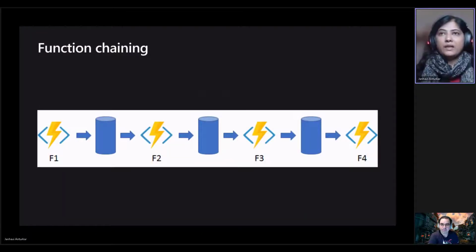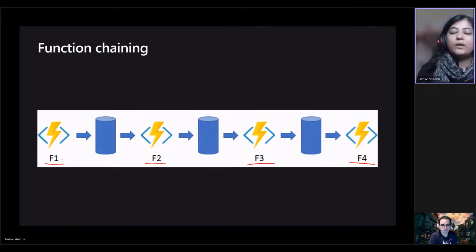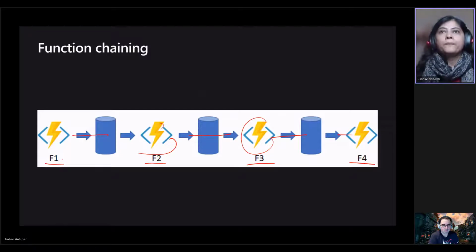Function chaining refers to the pattern of executing a sequence of functions in a particular order. Here we have F1, F2, F3, F4, which are different functions. We execute F1 first, then pass the output of that to F2, then pass the output of F2 to F3, and the F3 output to F4. So we are chaining. We can create this function chaining with durable functions.